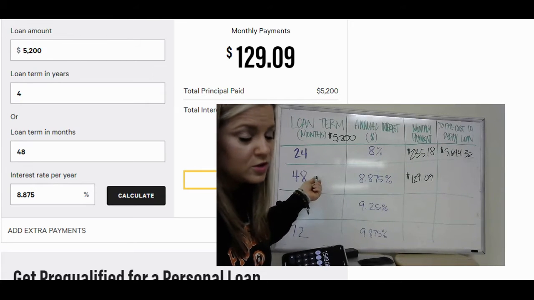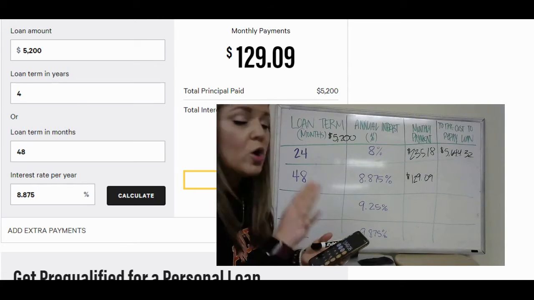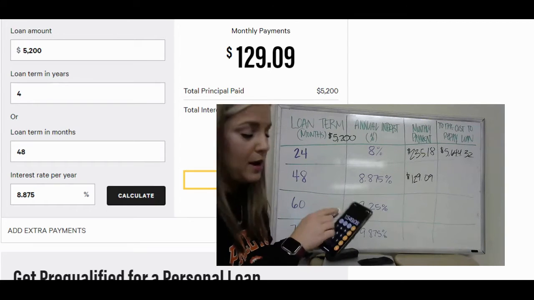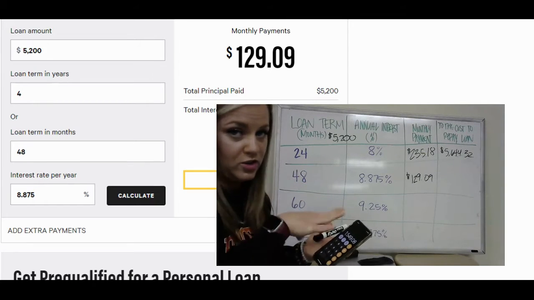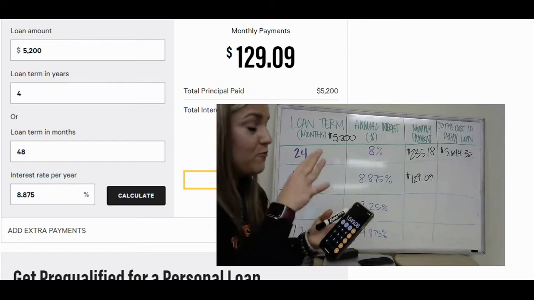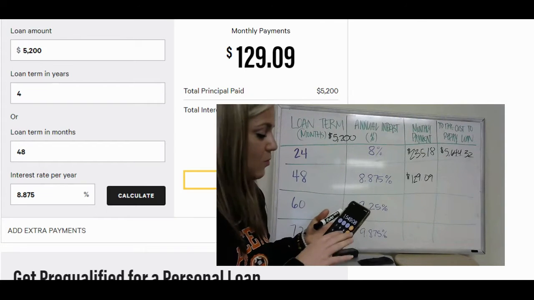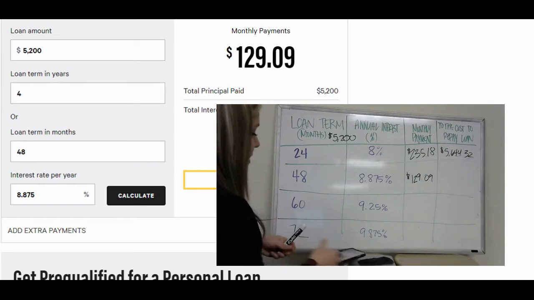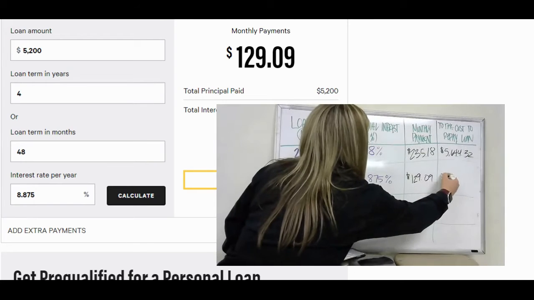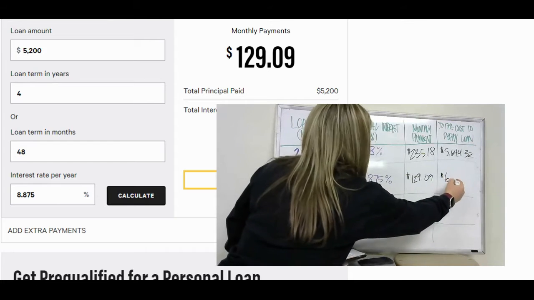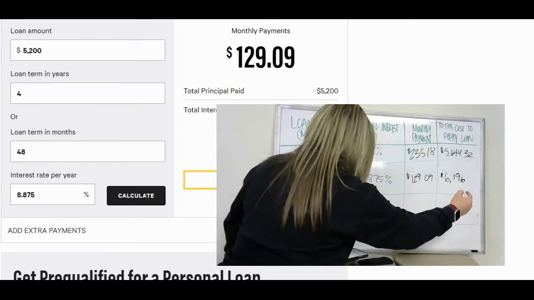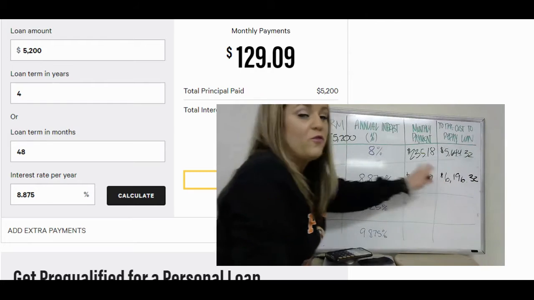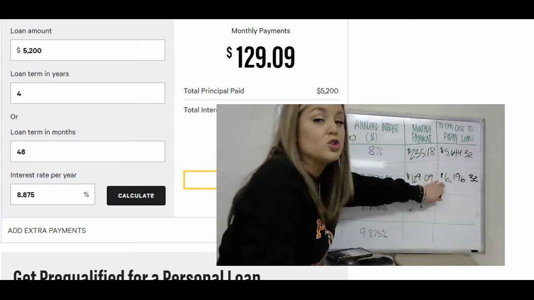4 years. So we're going to take this yearly payment. Mine's different than yours if you have a real calculator; I'm just on my phone. $1,549.08, and we're going to multiply that by 4 years, and we have $6,196.32. Now look, you borrowed $5,200, but look how much you're paying back.